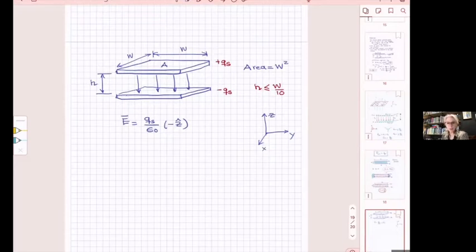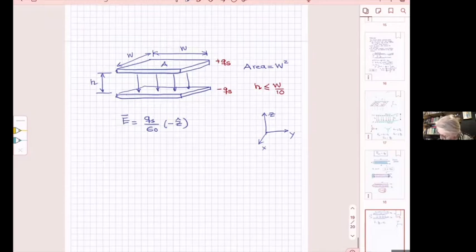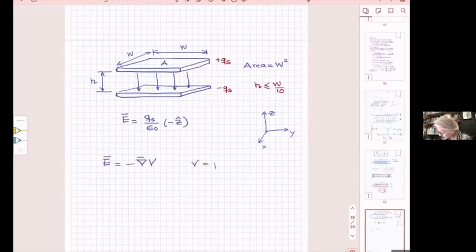Okay, what do I do next? Now I define the potential difference between these two. Do you remember that we defined that E equals minus the gradient of V, where we called V the potential function?